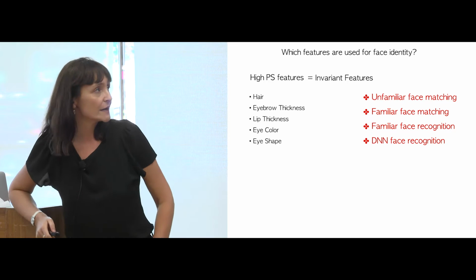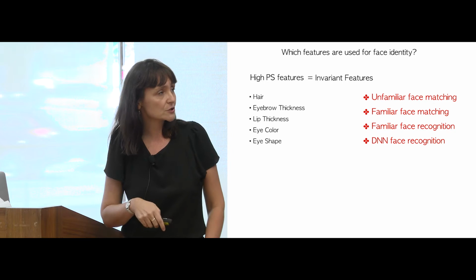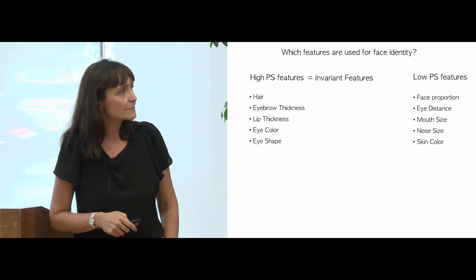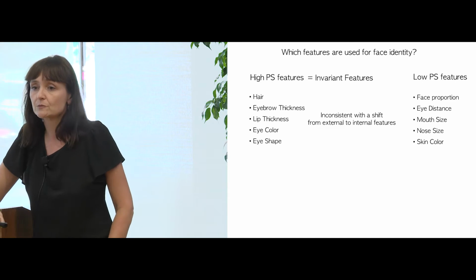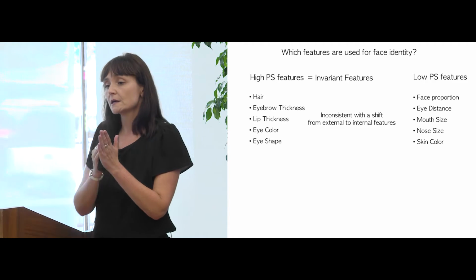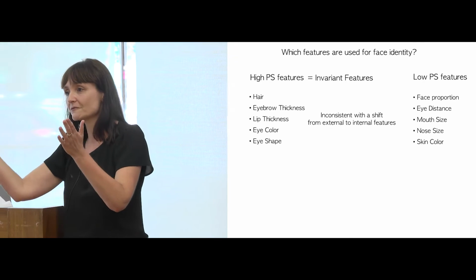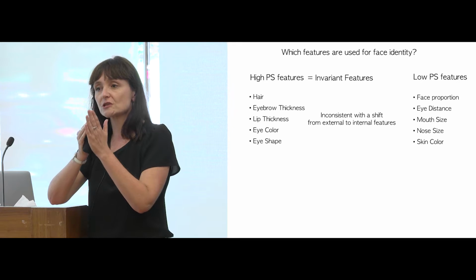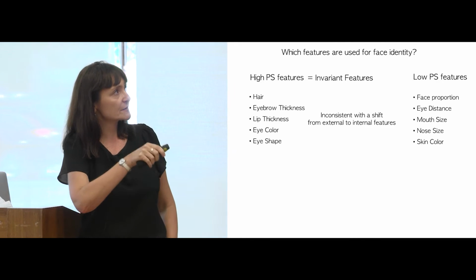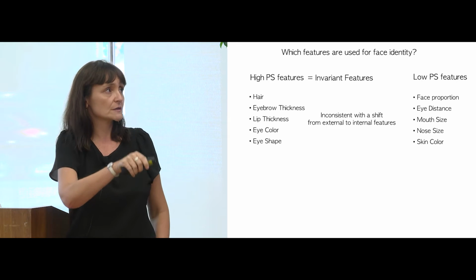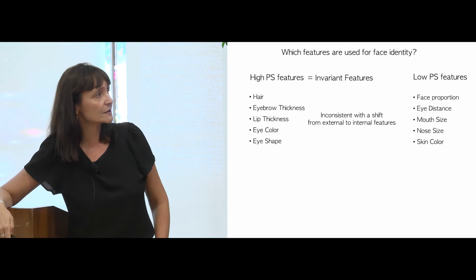Okay? So what I showed you so far is that those features are used for unfamiliar and familiar faces and also by DNNs. And I think by now we can say that this finding may not be consistent with these ideas about what happens when we move from unfamiliar to familiar, because all faces were once unfamiliar, and at some point they become familiar. So we don't really see this shift from external to internal features. For both familiar and unfamiliar faces, we use both external and internal features, and there are some internal features that we are not using, neither for familiar nor unfamiliar faces.